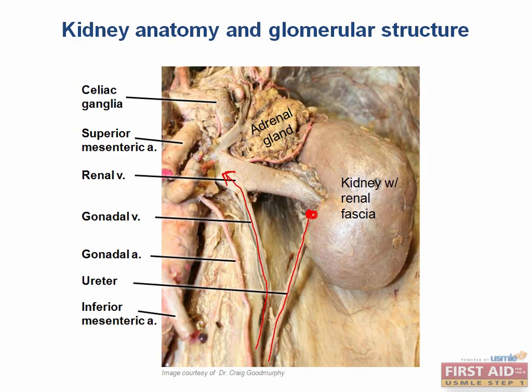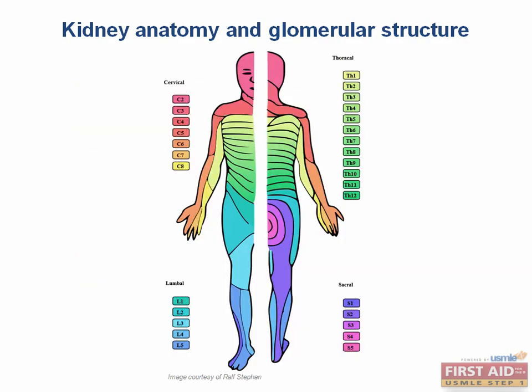Well, the ureter will course underneath the gonadal vessels. Now, this is important and is often tested on board exams, so we'll talk about this in further detail in just a few minutes. Another part of renal anatomy involves its sensory innervation.